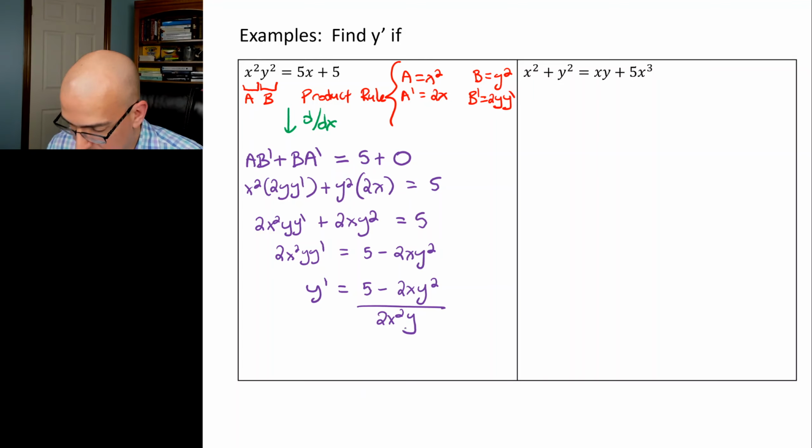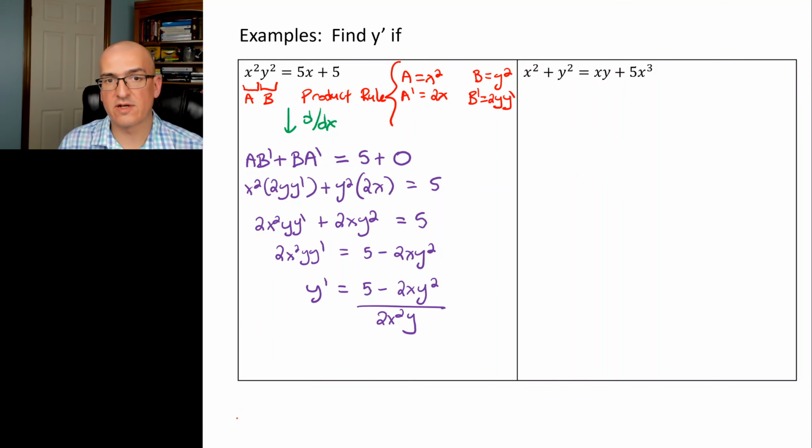All right, and now I think this is the last example. That's a direct, straight, implicit differentiation. We have a function of x, or we have x squared. We have a y function, so y squared equals xy plus 5x to the power of 3.